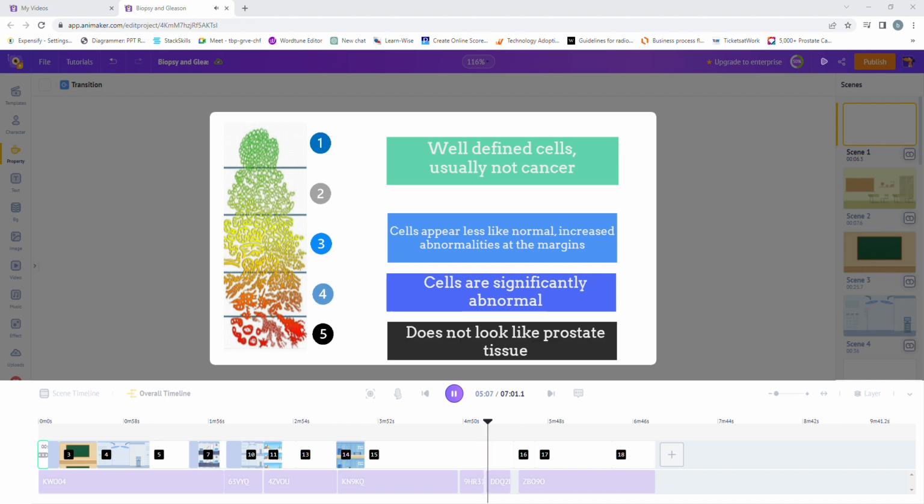Gleason grade 5 represents the most aggressive and poorly differentiated form of prostate cancer. The cancer cells bear little resemblance to normal prostate cells, exhibiting severe abnormalities. Grade 5 cancer grows rapidly and has a high likelihood of metastasizing to other parts of the body.